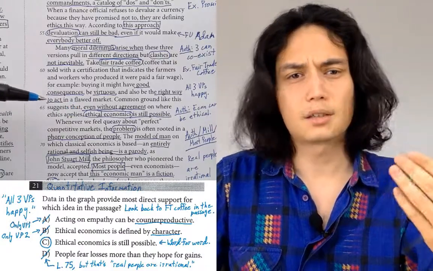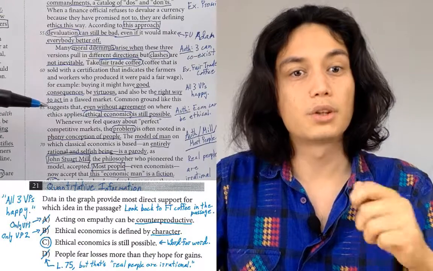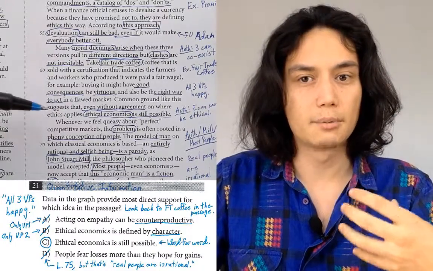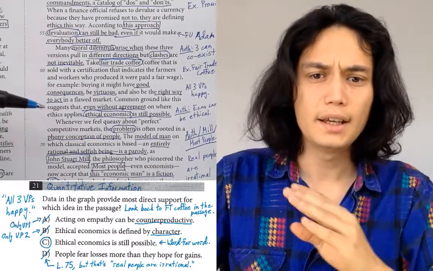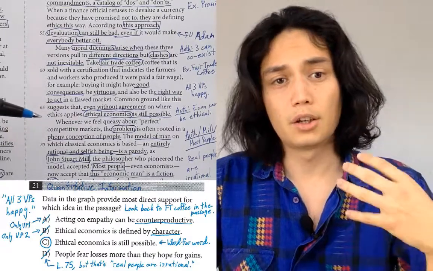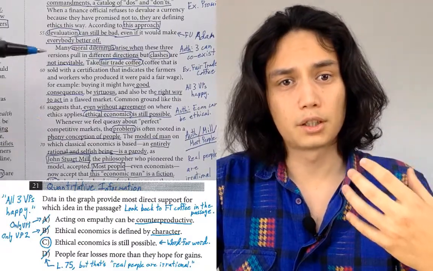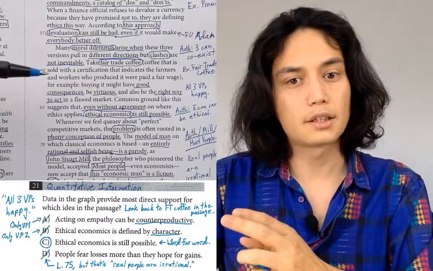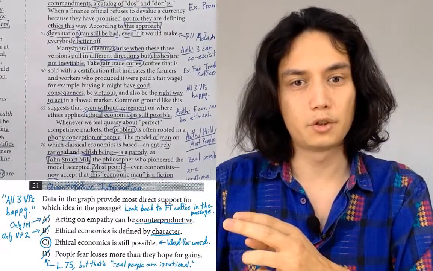Here the author is saying it doesn't matter which viewpoint you take. With some things, ethical economics is still possible. So again, answer choice B is wrong because the author is making a point right here with fair trade coffee about all 3 viewpoints, and it's only about viewpoint 2.